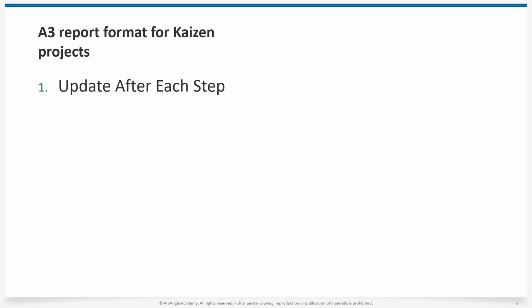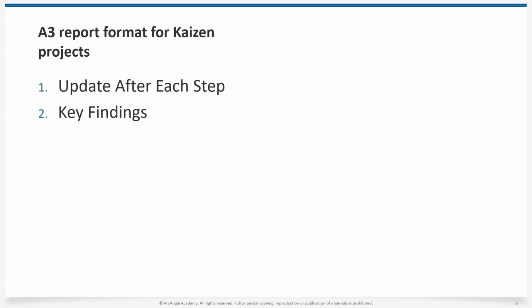The A3 report is updated after completing each of the 7 steps of the Kaizen project. This ensures that the report captures the progress, analysis, and outcomes of each step. The A3 report contains the essential findings derived from the results of the steps taken in the Kaizen project. It provides a clear summary of the project's insights and recommendations.